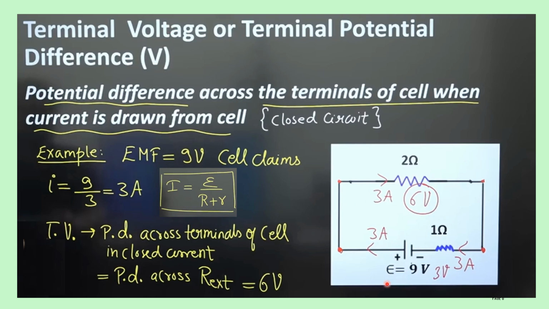Then one more thing here: the EMF is 9 volt. The external resistor is getting only 6 volt. The internal resistance is consuming 3 volt. Therefore the external resistor gets only 6 volt. That is also very, very important.